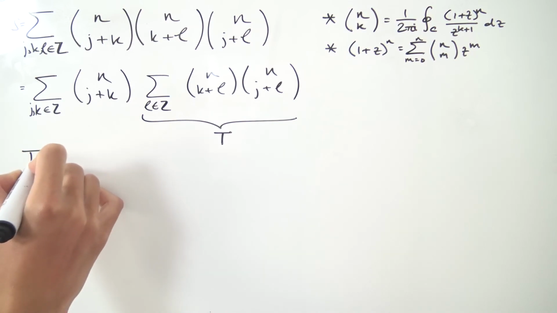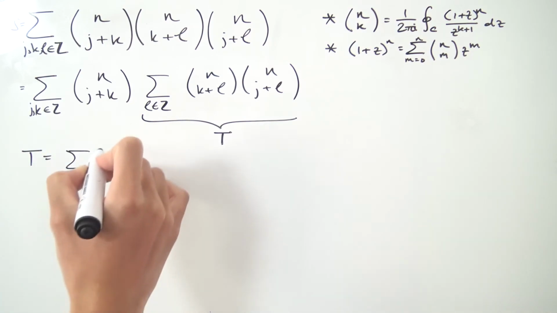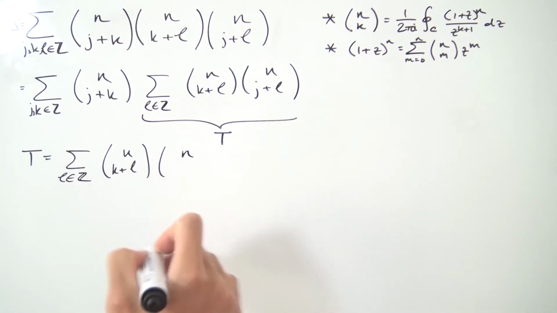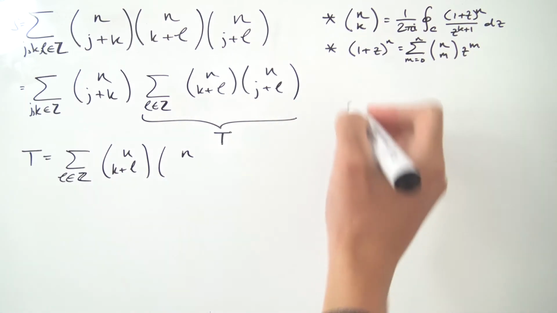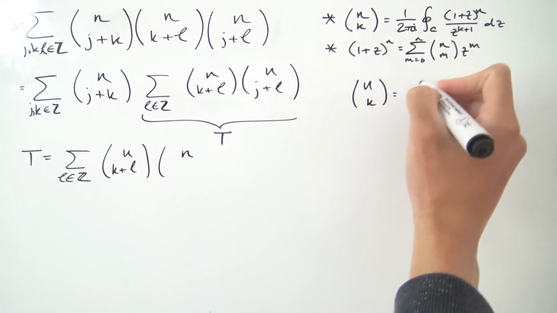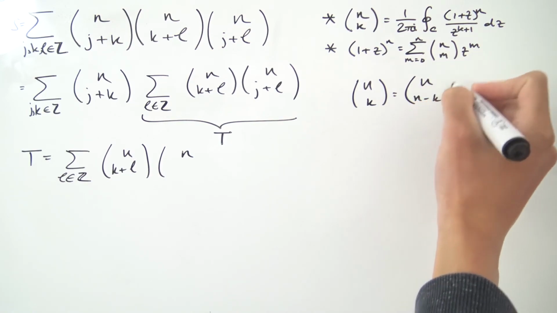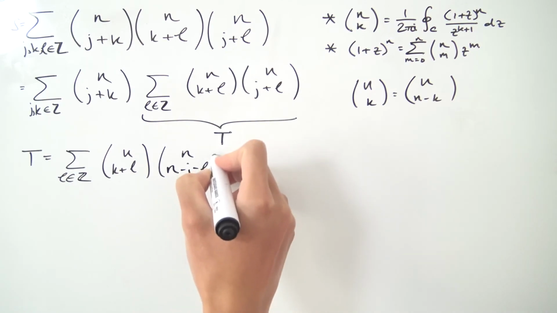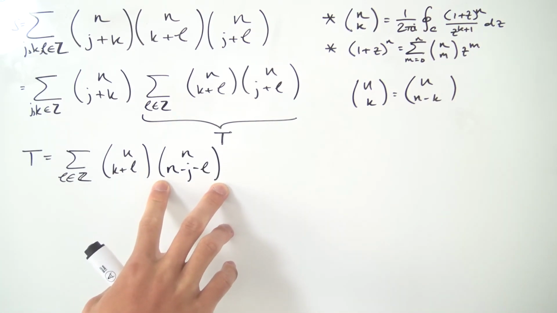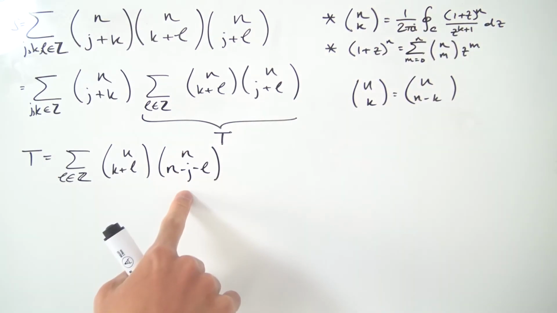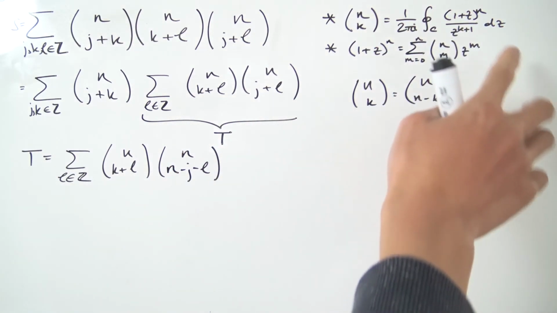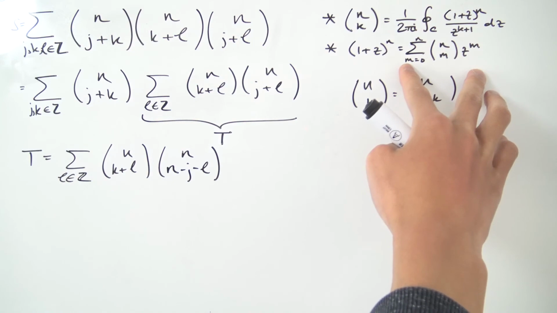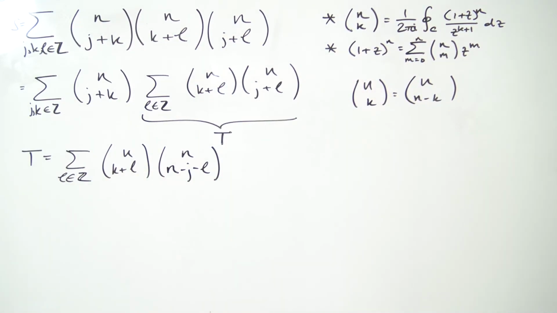So what is t? T is going to be the sum over our L's, and then we have n choose k plus L, and then n choose... Now instead of j plus L over here, I'm going to use the fact that n choose k is the exact same thing as n choose n minus k. So here we're going to have n minus j minus L. Now the reason we do this is because we're going to be turning this binomial coefficient into a contour integral, and we actually want to have a minus j and a minus L in the denominator, because that's how we're going to produce this expansion over here for the binomial expansion. So this is a good thing to do.